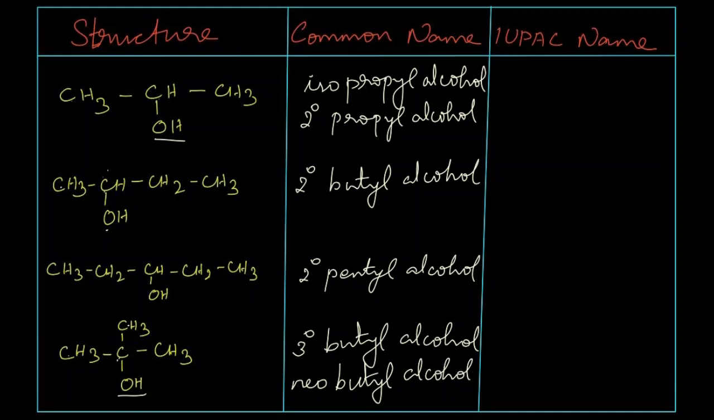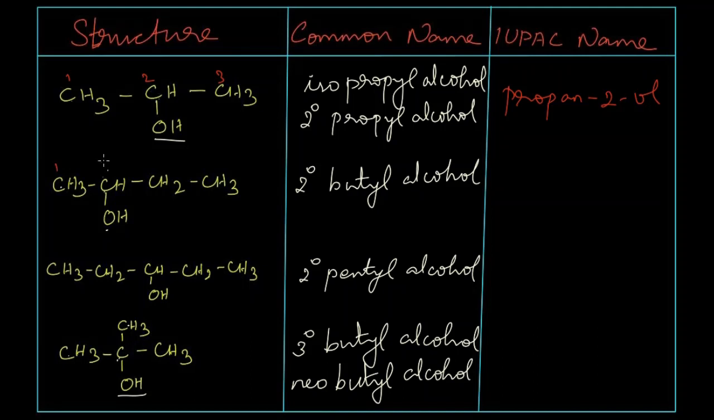Now, let's give the IUPAC name for this compound. IUPAC name in the sense, we have to count only the straight chain. So 1, 2, 3. 3 carbons are present there. So propan. To which carbon the functional group is attached? To the second carbon. So propan-2-ol is the IUPAC name of this compound.